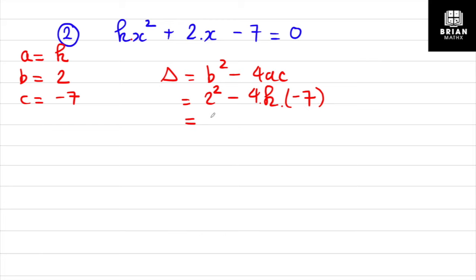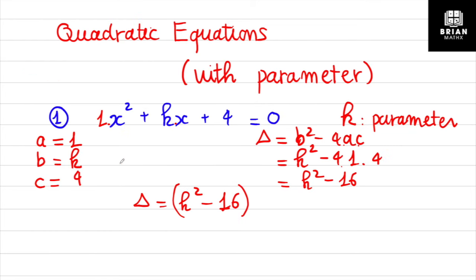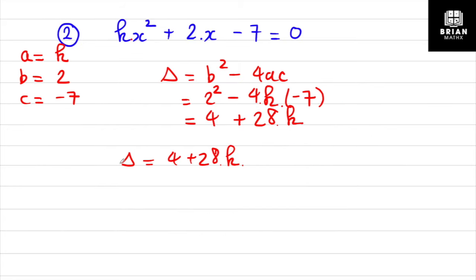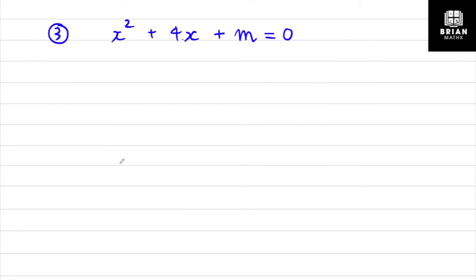So for the discriminant, you take calculating: this is 4, this is plus, it's not negative, it is plus 28 multiplied by k. So for the discriminant, you got 4 plus 28k. For this case, you got a linear expression for the discriminant. This is different from question 1 because in question 1 you got a quadratic expression, k squared minus 16, but for this one you got the discriminant equal to 4 plus 28k. Yeah, linear expression. How about question 3?